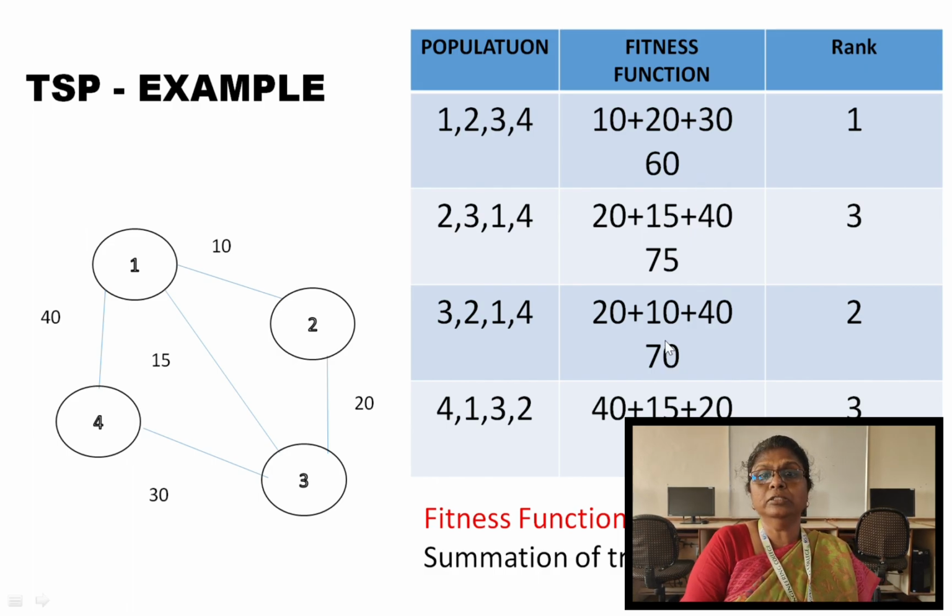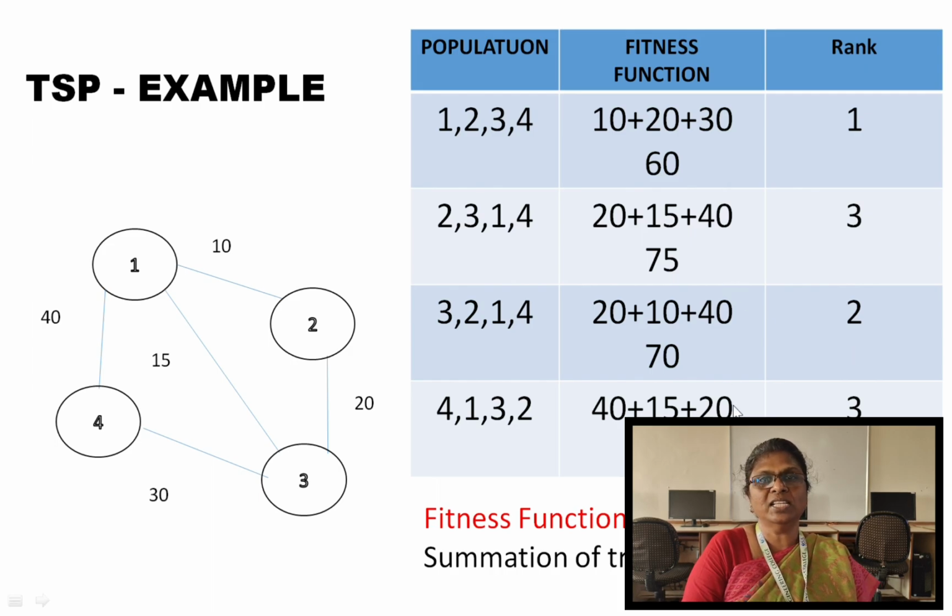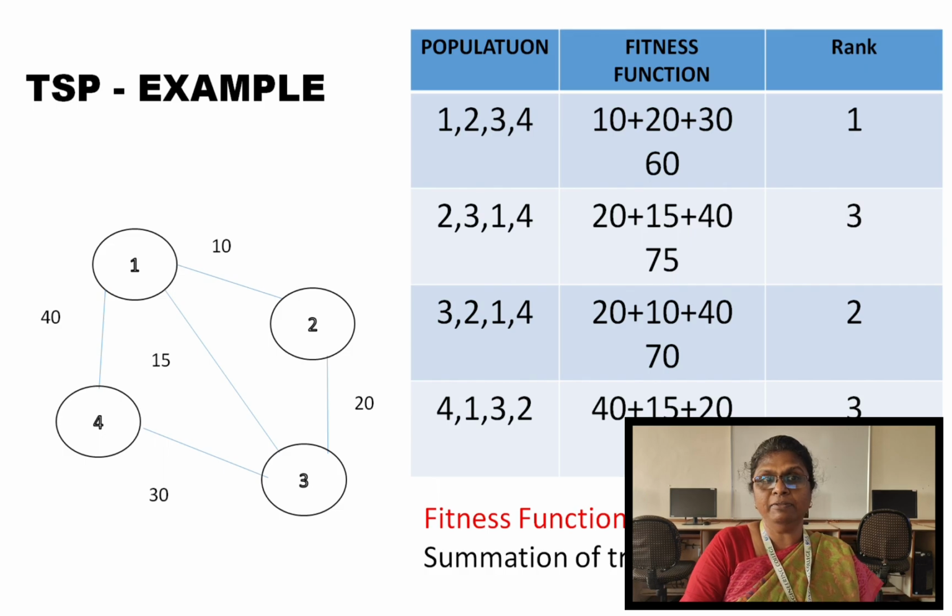Now, based on the fitness function, we are ranking it. Rank is based on the fitness function value. Whichever is the least value, we call it rank 1. Here we can see that the least value is 60, we name it as 1. The next least one is 70, we name it as 2. The next least one is 75, and we name it as 3. The two fitness function values come to 75, so we name both as 3. So this is the table we have created.